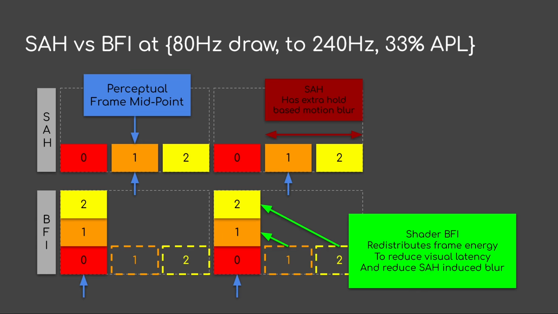If we look at the scan and hold case, you're going to repeat that image 3 times, so you get frame 0, 1, and 2. They're all displaying the same thing. The perceptual midpoint for you as the observer is the middle frame. Now, if we do shader BFI, we're going to take the output energy of frames 1 and 2, and we're going to try to move it to frame 0. In this case, the perceptual frame midpoint shifts to frame 0, so it's effectively like improving 1 frame of latency.